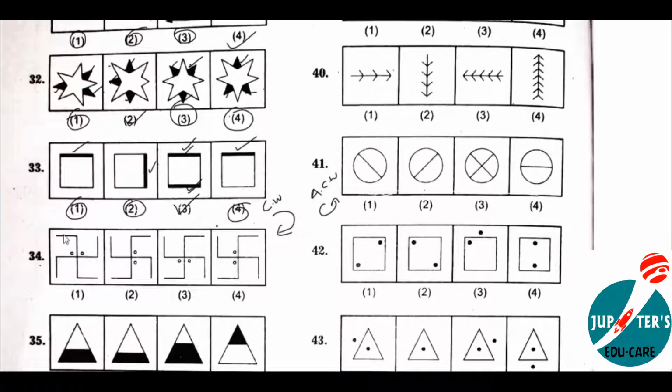Observe, like this it is rotating in this direction, which means it is rotating in anti-clockwise direction. In option 2 it is rotating in clockwise direction. Like this it is rotating, so it is clockwise. Next, option 3 is also rotating in clockwise direction. How? Like this it is rotating in this direction, which means clockwise.